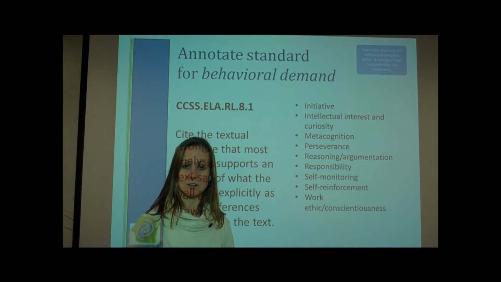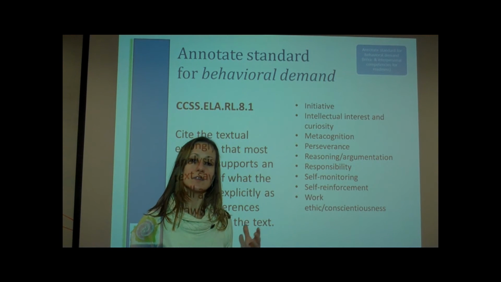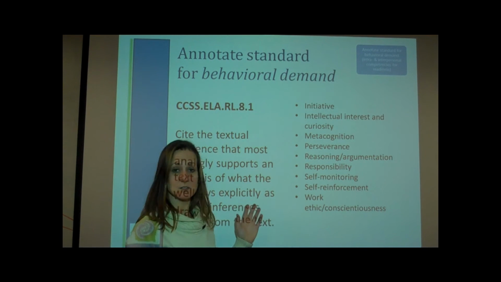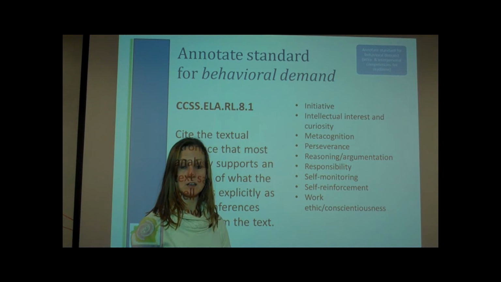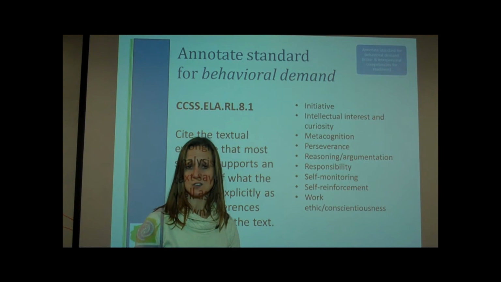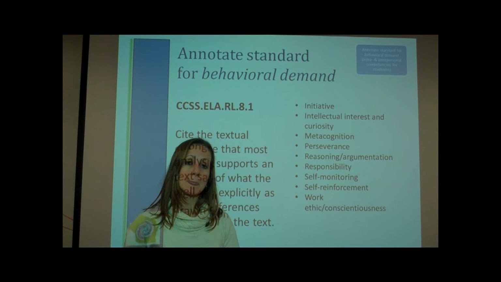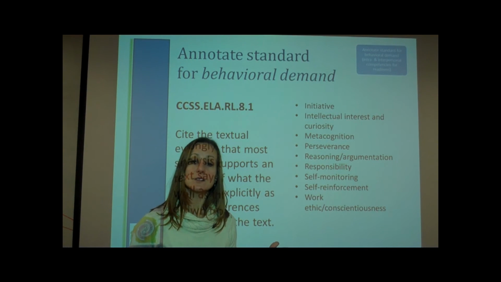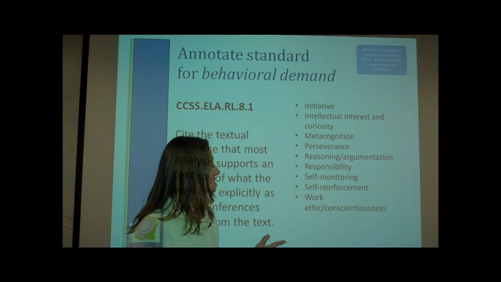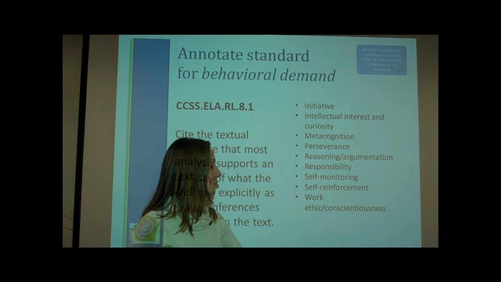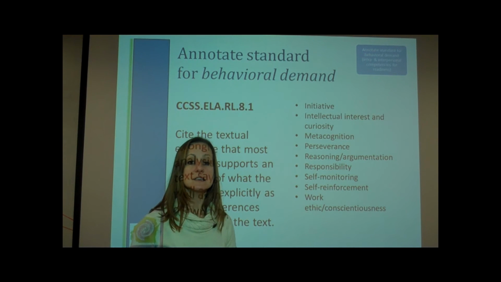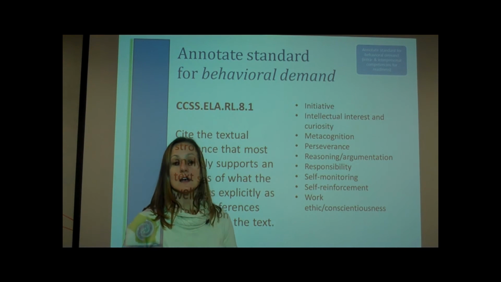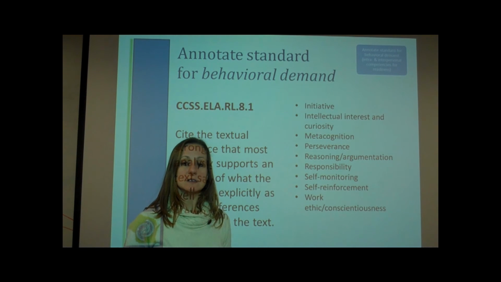So when we look at this standard, we need to be able to identify what are the behaviors that students need to be successful for the academic aspect of the standard. So in order for students to be able to cite textual evidence of a text, they first have to have that intellectual curiosity and take initiative to read the text. As they're reading, they might need to self-monitor and persevere through difficult portions of the text. They need to demonstrate a work ethic and conscientiousness in order to complete their task. So these are the behaviors that students need in order to be able to cite textual evidence.